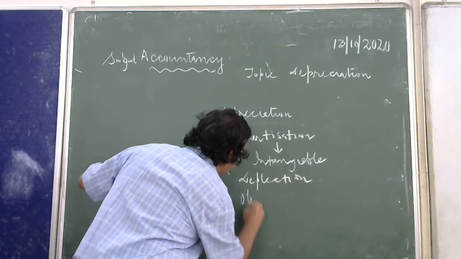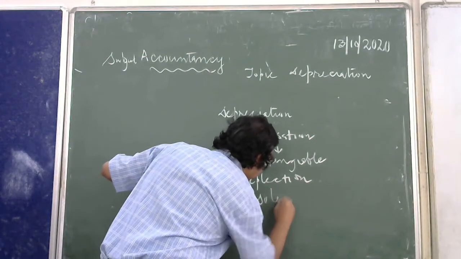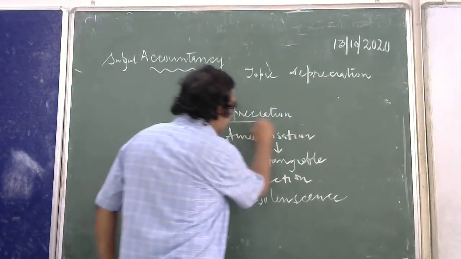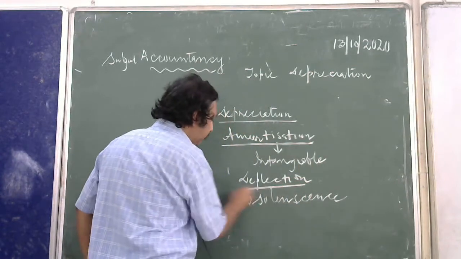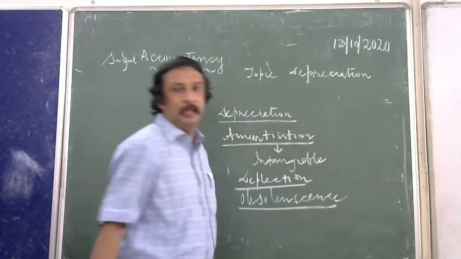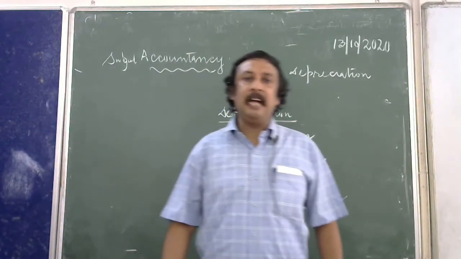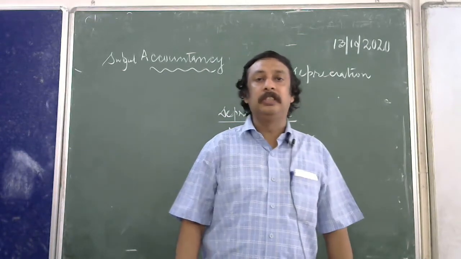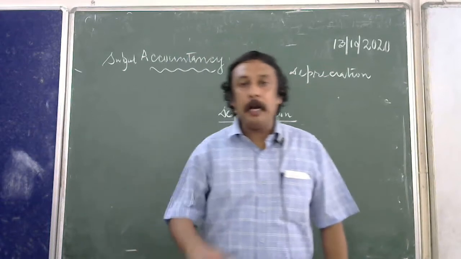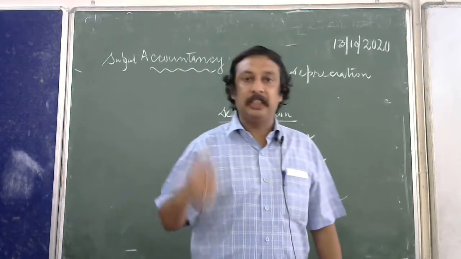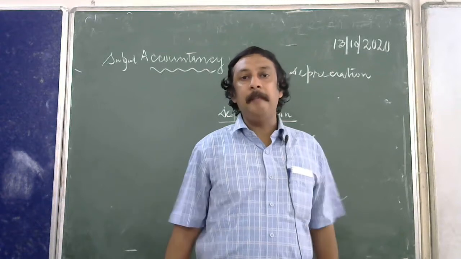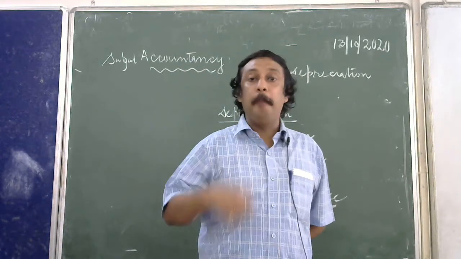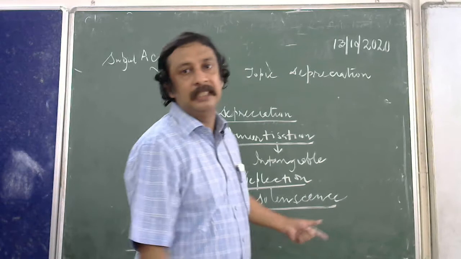Next, we use the word obsolescence. All these are depreciation, amortization, depletion, obsolescence. What is obsolescence? Obsolescence is when the assets become unfit for use due to a change in technology or the arrival of a better version of technology. The assets cannot be used and become obsolete. Then we use the term obsolescence.